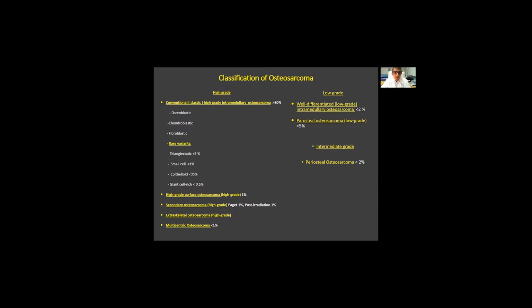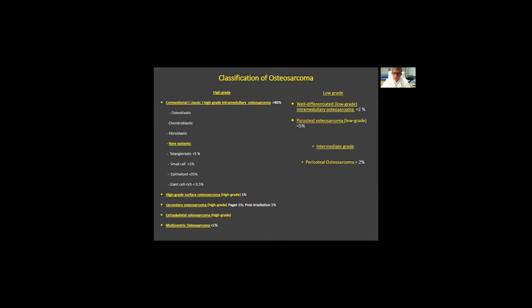Other types different from the conventional high-grade osteosarcoma, which are also high-grade, include the high-grade surface osteosarcoma, the secondary osteosarcoma, the extraskeletal or soft tissue osteosarcoma, and the multicentric osteosarcoma. All these are high-grade tumors and should be treated, in addition to local control by surgery, with systemic chemotherapy also.